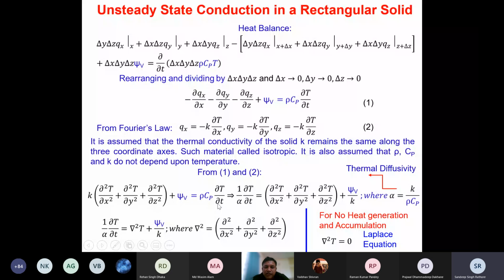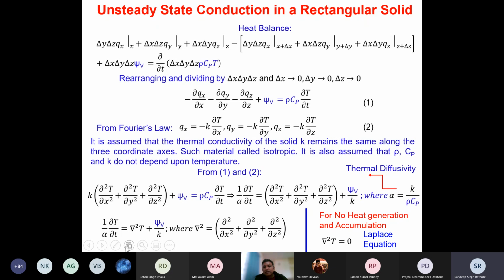So if I am taking this on the other side, we get 1 by alpha ∂T/∂t, and that is given as ∂²T/∂x² + ∂²T/∂y² + ∂²T/∂z² + ψv by K. Remember, this K we are dividing here, so we get ψv by K. The term in the bracket we can further denote by another symbol, del square. So if we put del square, then we get 1 by alpha ∂T/∂t equals del square T plus ψv by K, where del square is nothing but this.